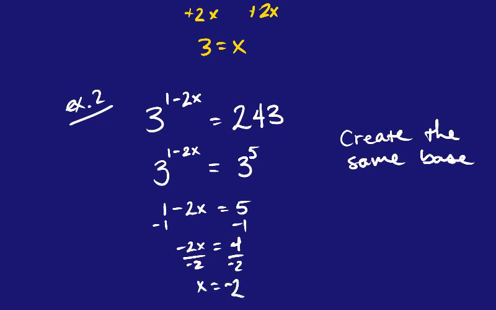And if we want to check our answer, we could. You'd take x equaling negative 2 and plug it into the original way up here. If you put negative 2 in for x, that'd make 4, and so 1 plus 4 is 5, and 3 to the 5th is 243. So your answer is right here, x equals negative 2.